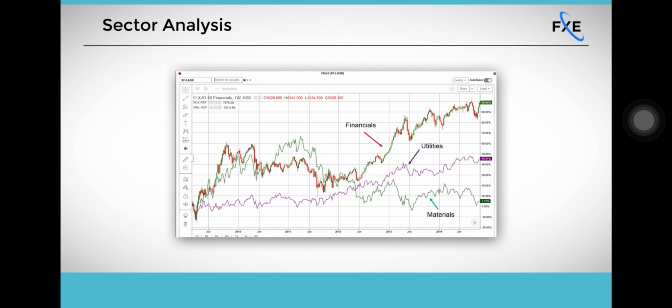Further, most trading platforms allow investors to compare different sectors overlaid on the same chart. The example that we can now see on the screen displays the financial sector with an overlay of the utility sector and the material sector on a weekly chart. Now this is a very powerful resource, as investors can see at a glance how each sector is performing relative to the other sectors in the GICS.